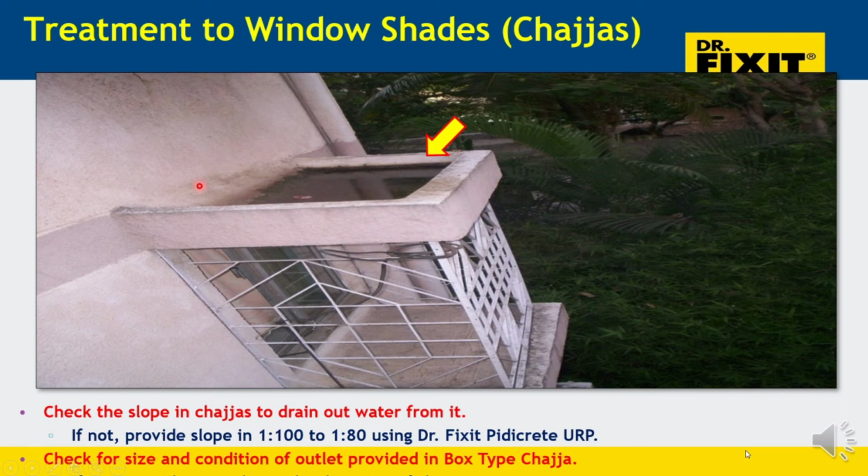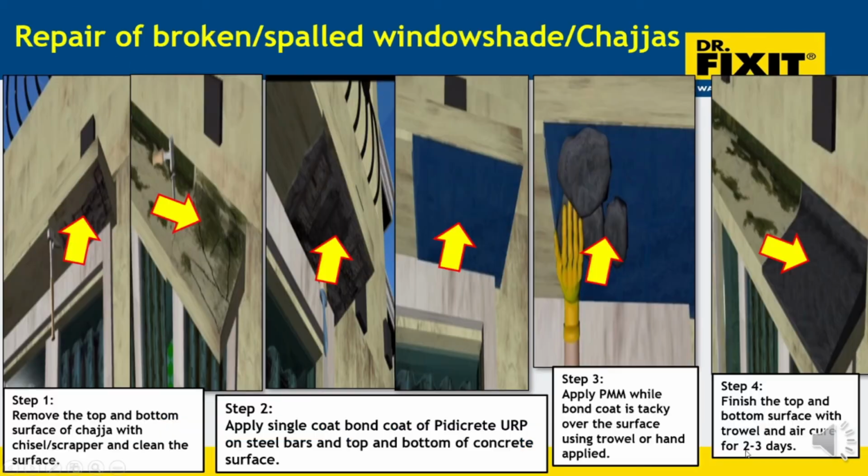And provide the proper slope. If you want to repair it, maintain a proper slope of 1:100. With the help of URP, you can make a PMM and make the proper slope and repair this chhajja. Now we will see how to repair the broken slabs, window shades and chhajjas.